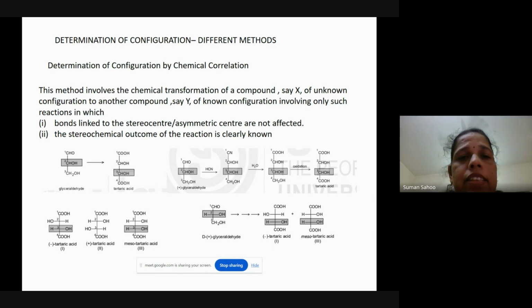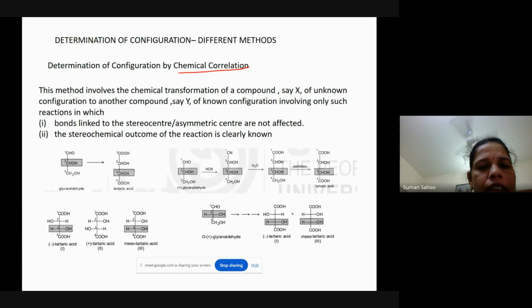You can do it by different methods. Actually, two methods are given here. The first one is by chemical correlation. In this method, suppose we have to determine the configuration of this glyceraldehyde, where carbon number 2 is the stereogenic center. We do not know what the configuration of this carbon number 2 actually is.